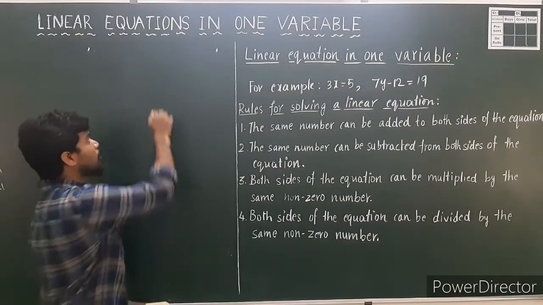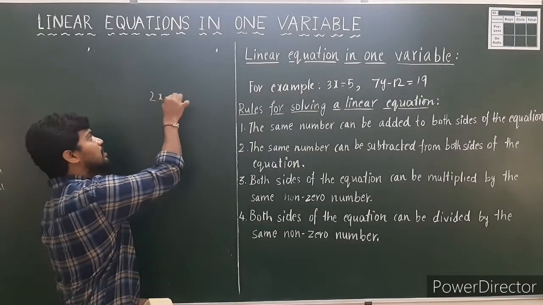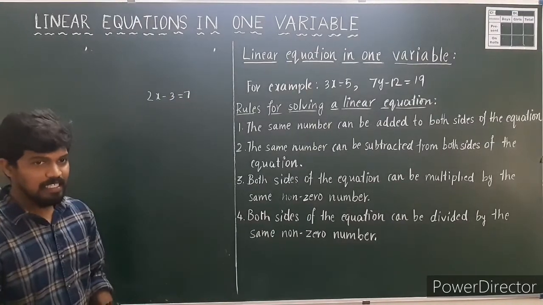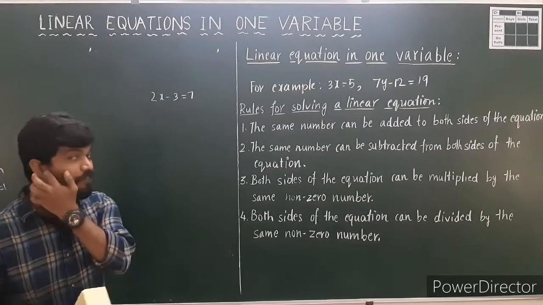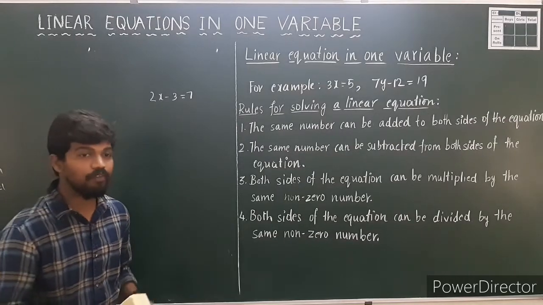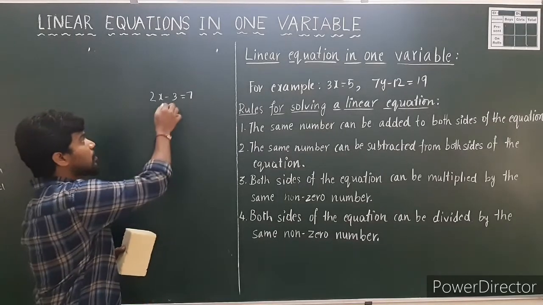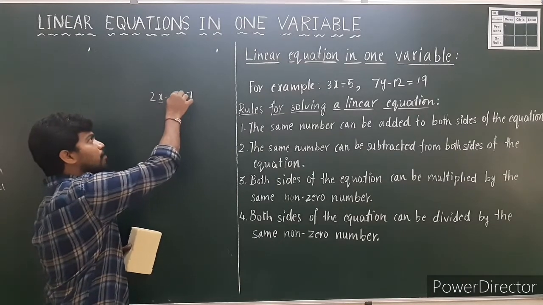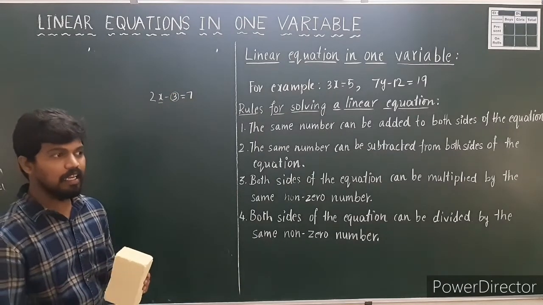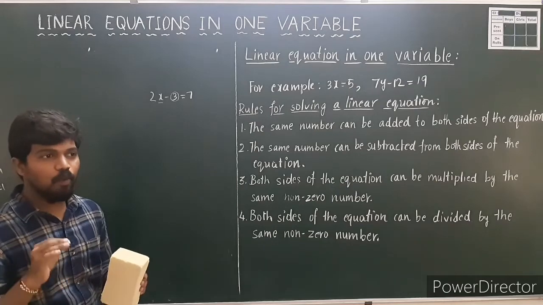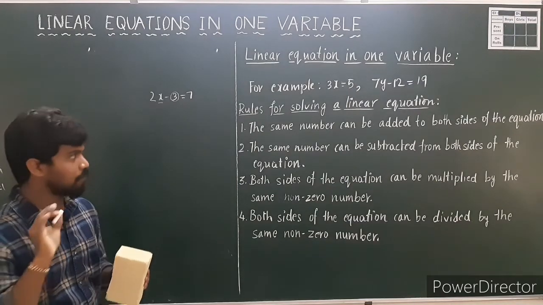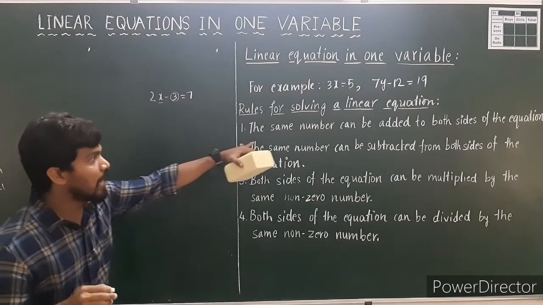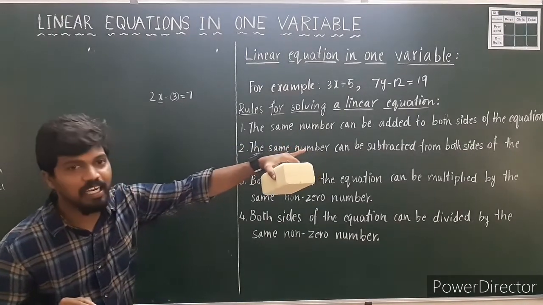Now take an example: 2x minus 3 equals 7. We have to find the value of x. First, we have to eliminate this 3, which means we have to add 3 to both sides of the equation. The same number can be added to both sides of the equation.